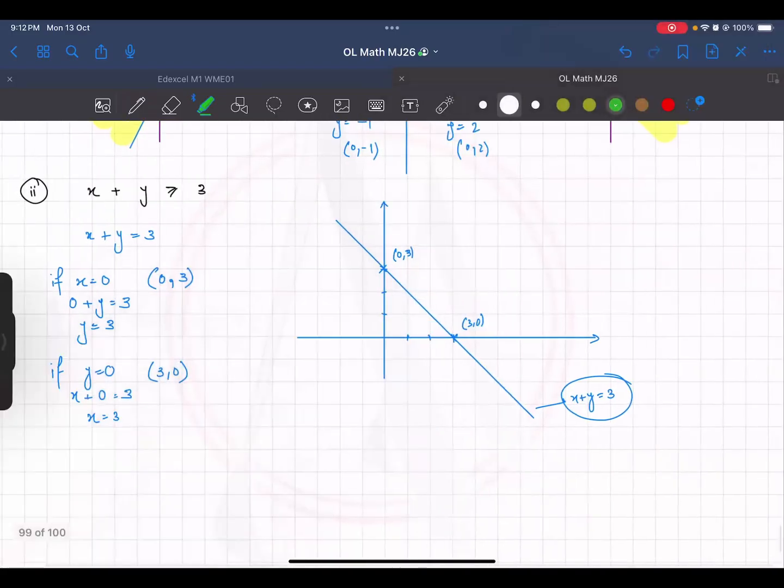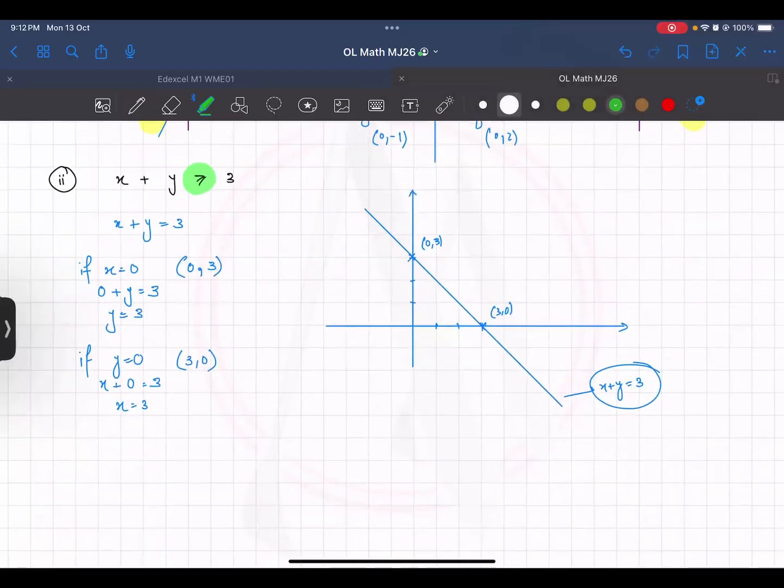So now the shading, according to the inequality, is more than or equal to 3. What am I saying? So more than or equal to, first of all, this would be a solid line. And because it is greater than, you would shade the part which is above this slant line. So everything that is over here, all of the area above this line. This is how you shade the part of the slant line.